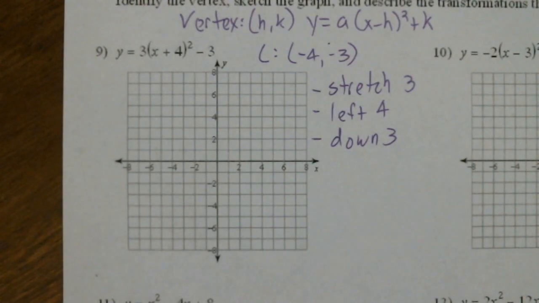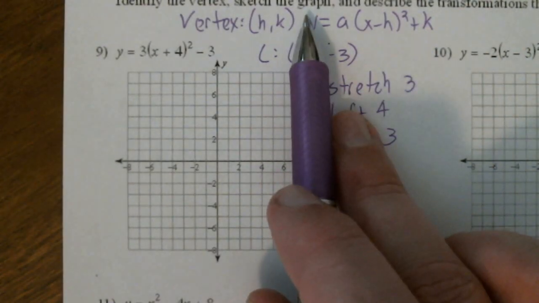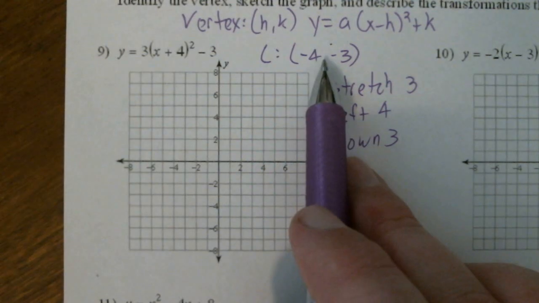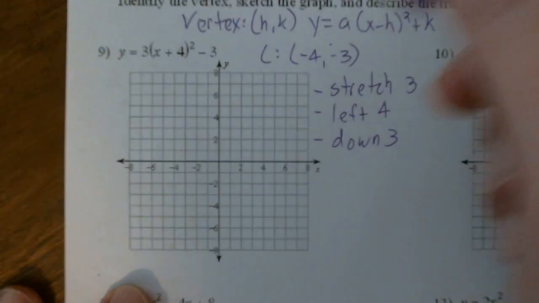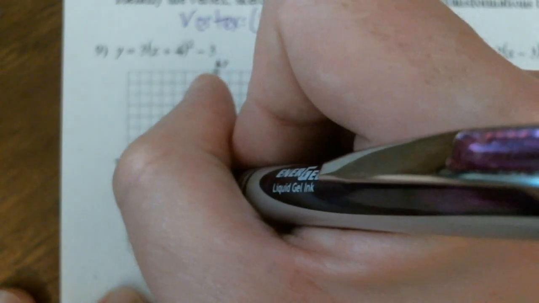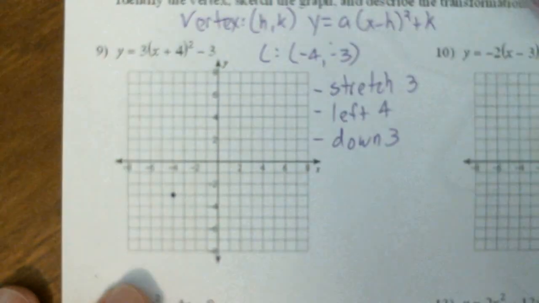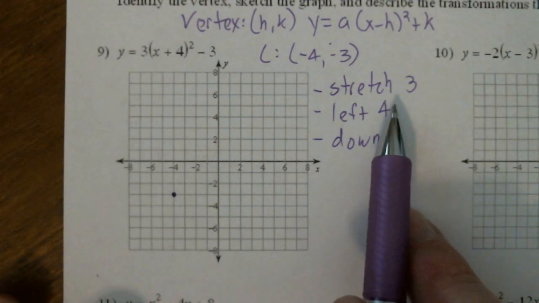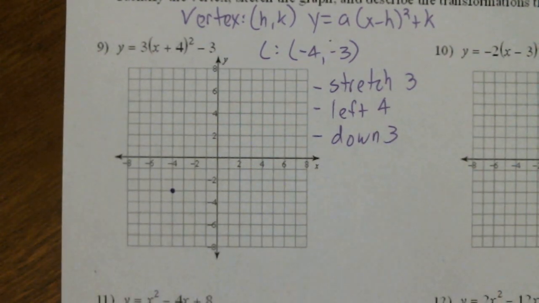Okay, so that's pretty easy. And now it says to sketch the graph. So to sketch the graph, I'm going to plot my vertex first. So let's go to -4, -3. All right, and now, remember from the previous video, how do I graph my other points?